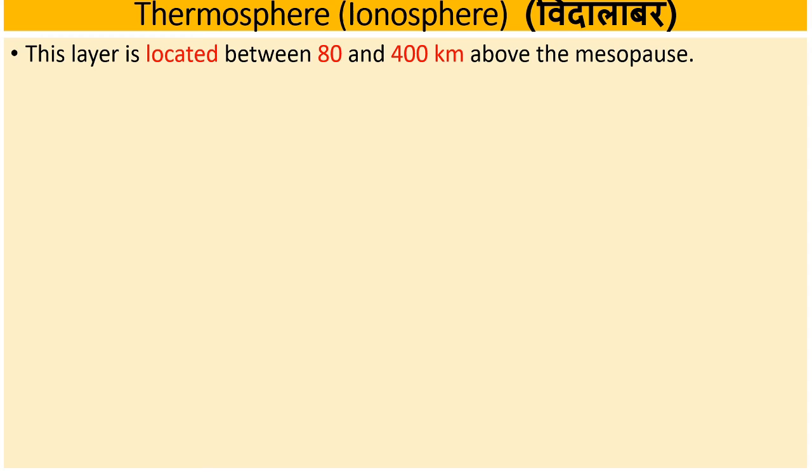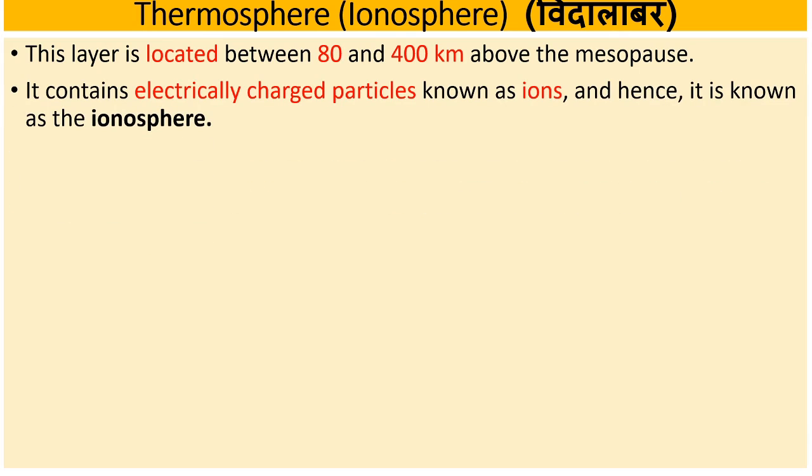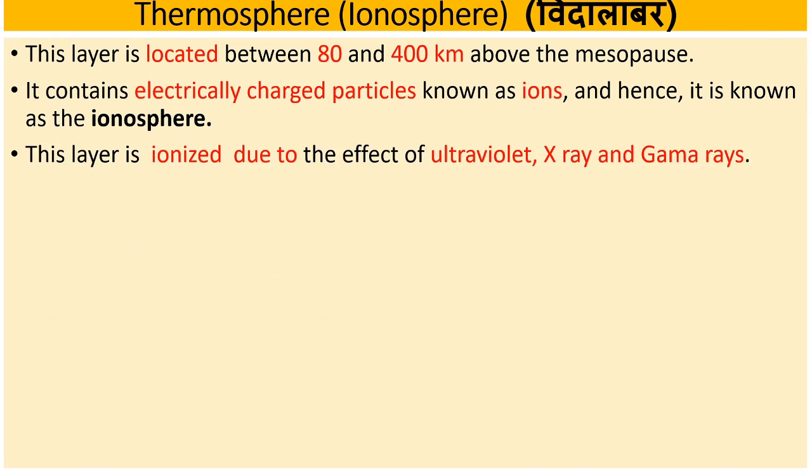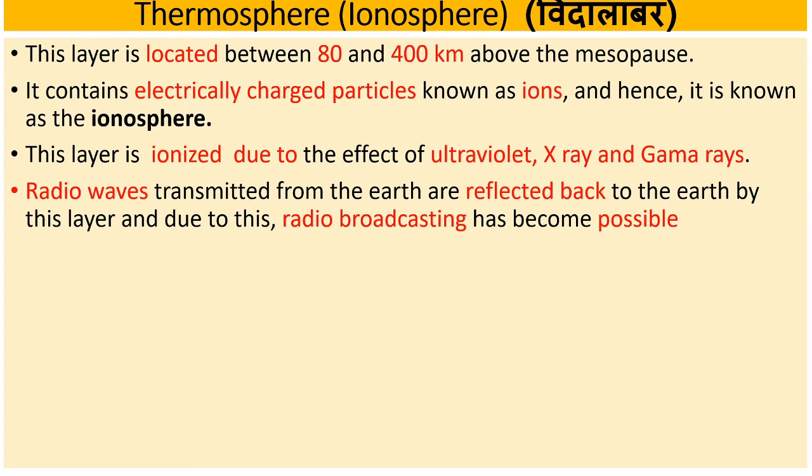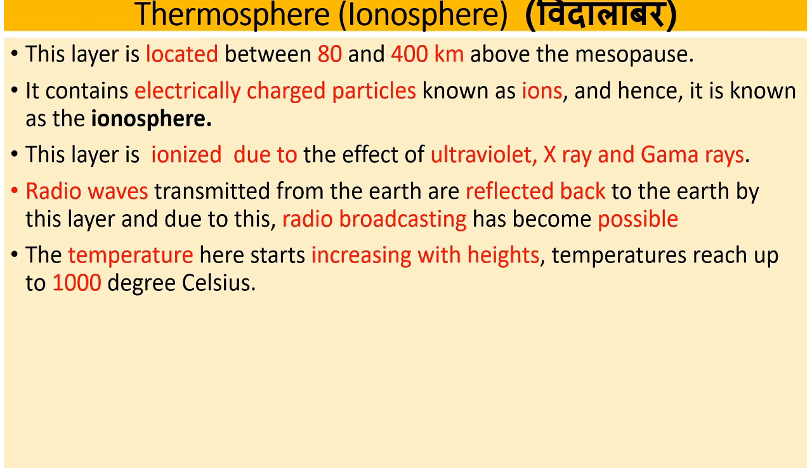This layer is located between 80 to 400 kilometers above the mesopause. It contains electrically charged particles known as ions, and hence it is known as ionosphere. This layer is ionized due to the effect of ultraviolet, X-rays and gamma rays. Radio waves transmitted from the earth are reflected back to the earth by this layer, and due to this radio broadcasting has become possible.